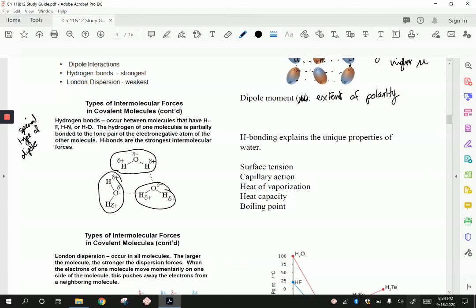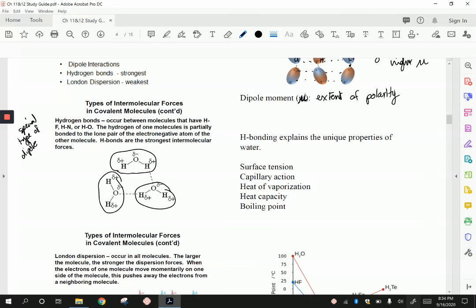So it works the same exact way as your dipole interactions. The one that's more electronegative pulls the electrons towards it. So there's a partial negative here, partial positives there. And the partial negative end of one molecule is attracted to the partial positive end of a neighboring molecule. So this is your hydrogen bonding.